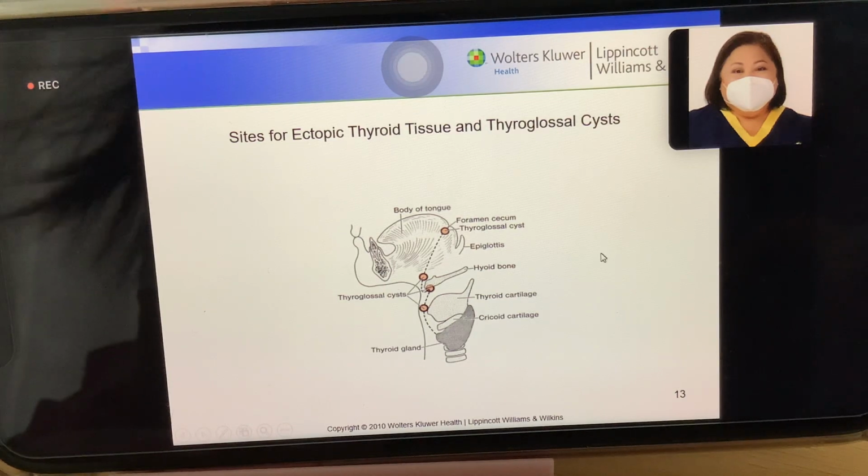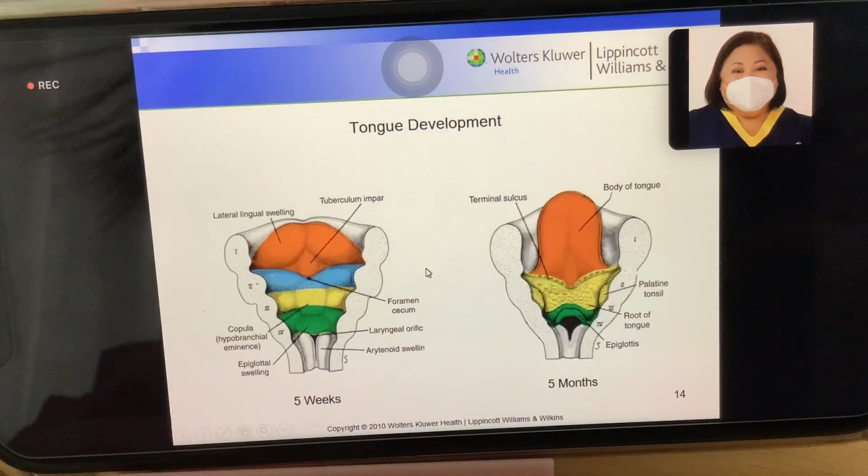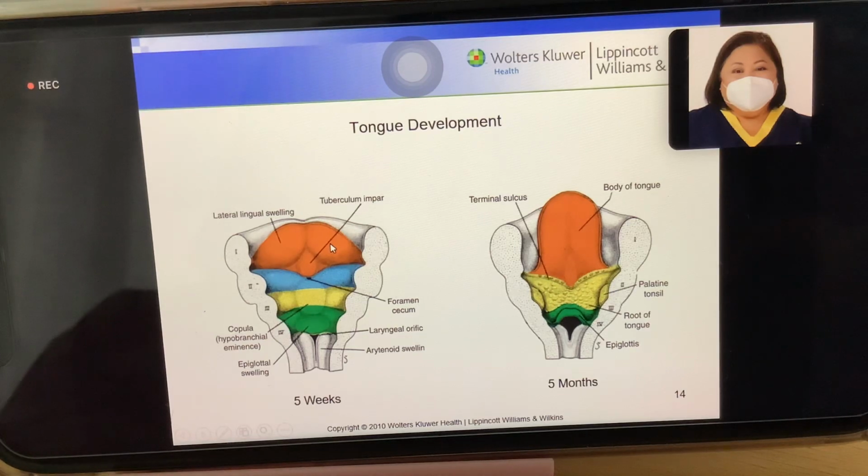Okay, that's all for the thyroid. We go to tongue development. So the tongue develops on the floor of the pharynx from the lingual swellings. These swellings are formed by the proliferation of endoderm and underlying mesenchyme.